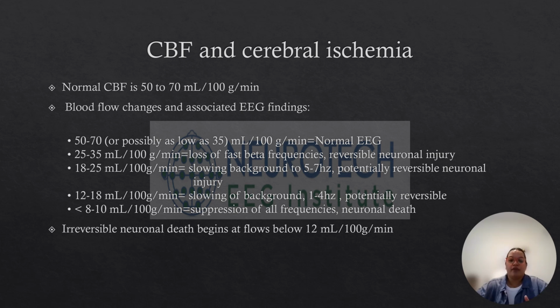Then if you go lower than that, from 18 to 25, then you're going to start seeing some mild slowing. So it's going to be in the theta ranges. This is still potentially reversible neuronal injury. Then if you go lower than that, from 12 to 18, then you're going to see slowing that is lower. So it's going to be in the delta ranges. And this is still potentially reversible.